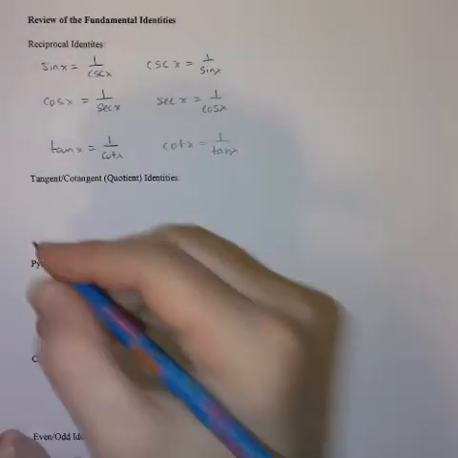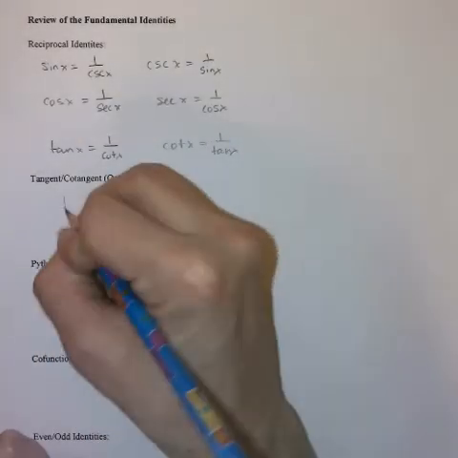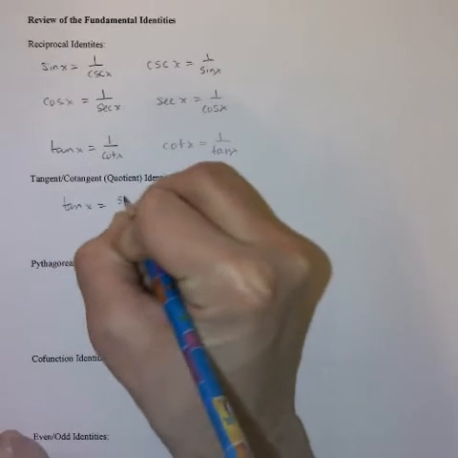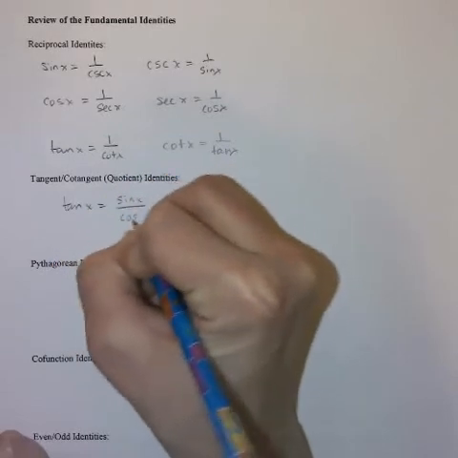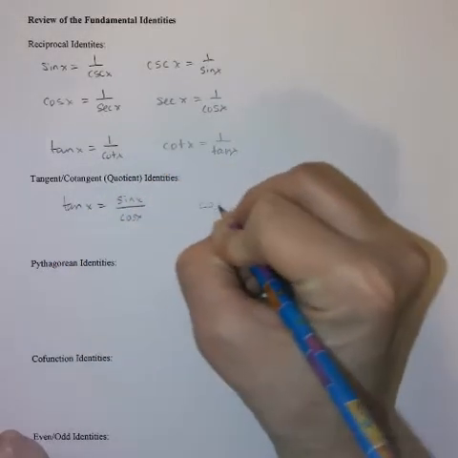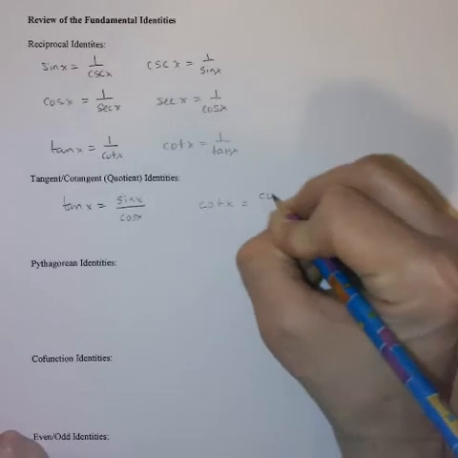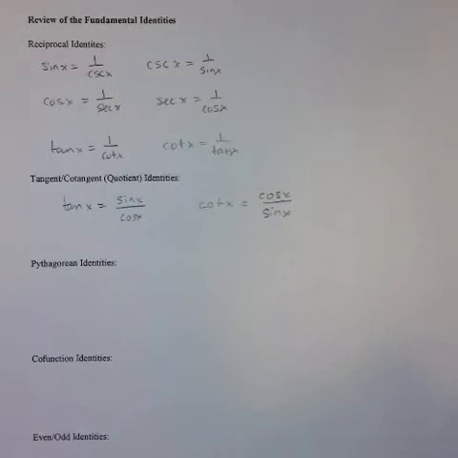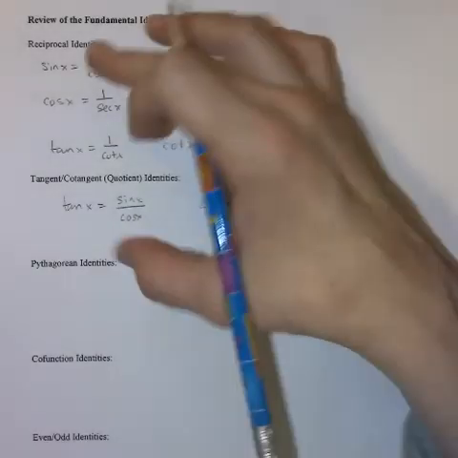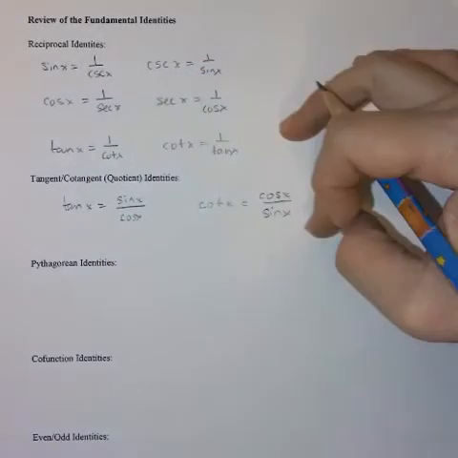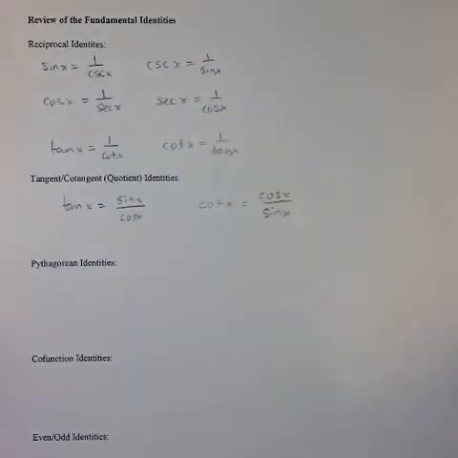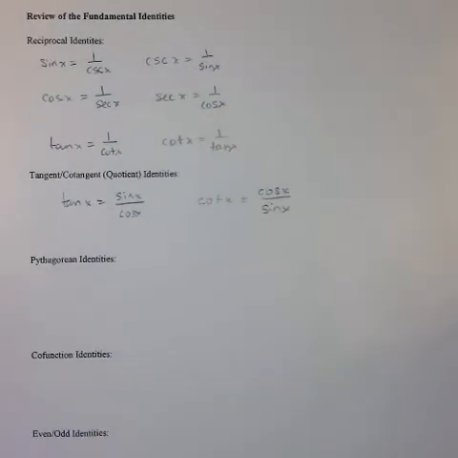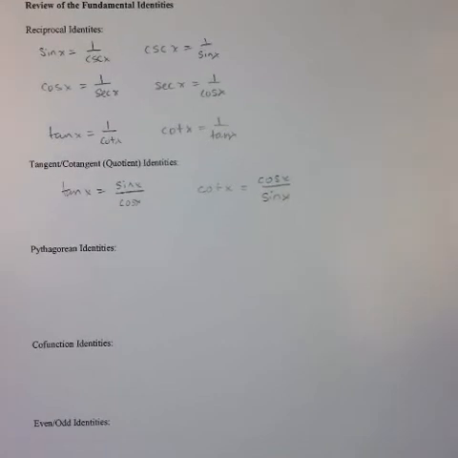The tangent-cotangent identities just say that the tangent of x is equal to the sine of x over the cosine of x, and the cotangent of x equals the cosine of x over the sine of x. And of course, those are ones we've been using a lot as well. When we initially gave these, we did it in terms of an angle, but notice I'm using x for real numbers now. And of course, we could replace that with Greek letters to represent angles as well.